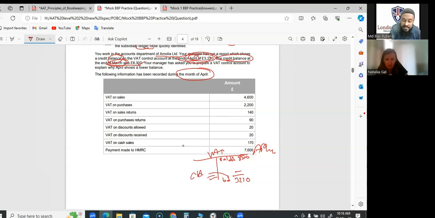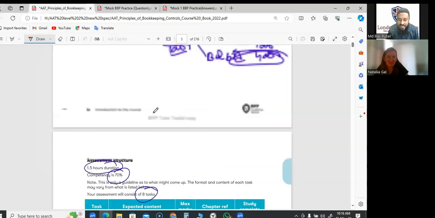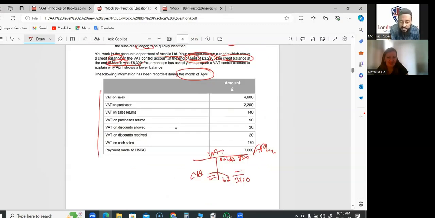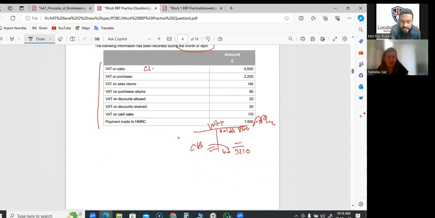Now, some of the items are given. Help me. Which one should be on the debit side? Which one is the credit side? I taught you all the income, where did I write? All the income on the credit side, isn't it? And all the expenses are on the debit side. So tell me, sales on the VAT account. Sales, you have to credit. Well done. Credit. Purchases. Debit. Sales return. Debit. Purchase return.